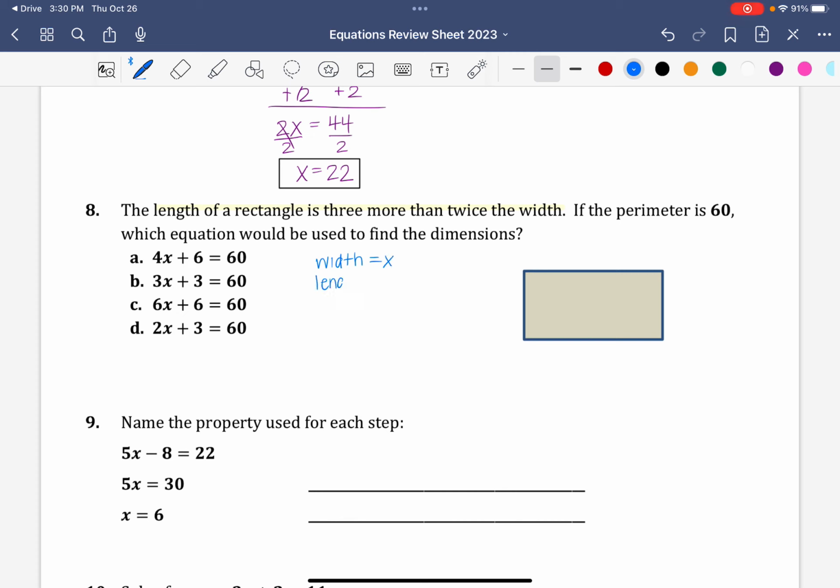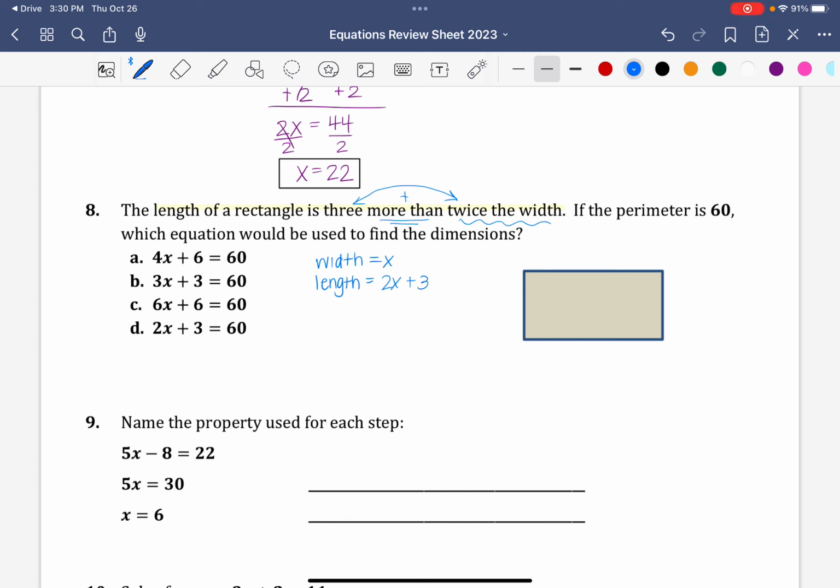Okay, but the length is, I'm going to write length equals, and then 3 more than twice the width. So we said more than tells us addition, but it also tells us to change the order. So I want to do twice the width first, which would be 2x. And then since I want 3 more than that, I'm going to add 3 at the end.